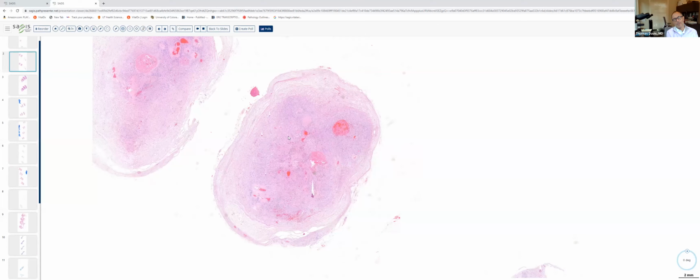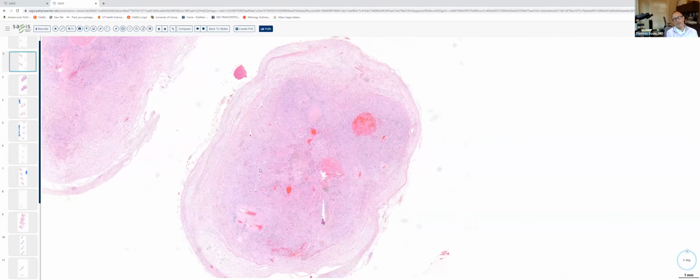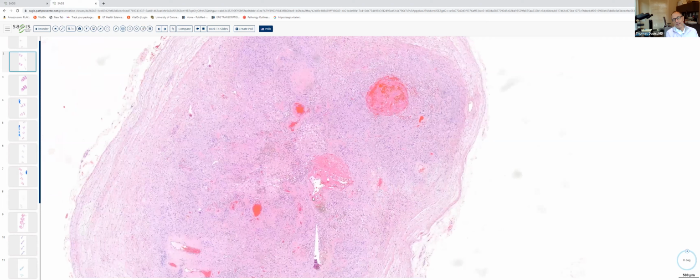You notice there's a little bit of a blue discoloration here, and we're seeing a lot more nuclei in this central, more tightly packed area of the neoplasm. We also have a number of dilated and congested vessels, some of them partially filled with fibrin thrombi.